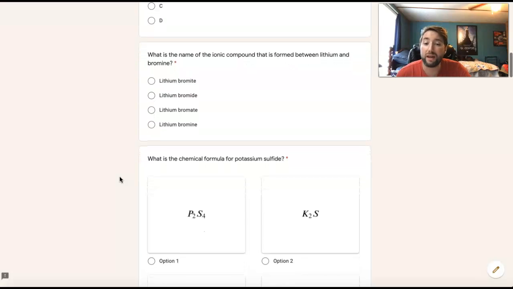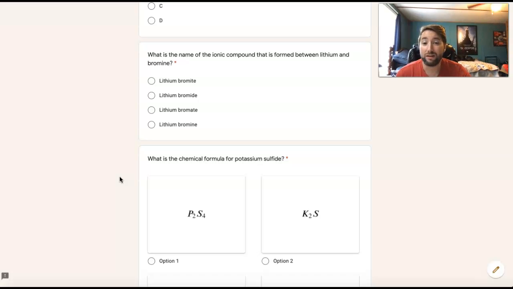It says, what is the name of the ionic compound that is formed between lithium and bromine? If we have an ionic compound that's going to form between lithium and bromine, the way that you write the name for it is you're going to write the name of the metal, and it already gave us that, which is lithium. And remember, metals are found on the left side of the periodic table, so it's most of the elements. So lithium is going to be the first part of it, and then we're going to take bromine and change the ending to IDE.